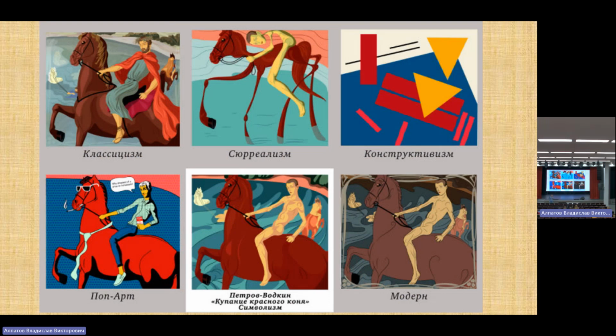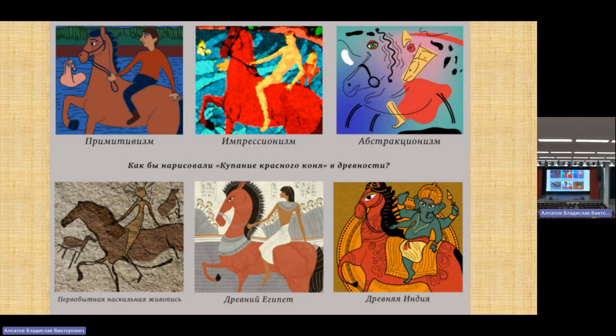This is again a very good example. I think it is a very nice example of restylization. The original is here, right? Bathing of the Red Horse. You see, this is symbolism. But if you restylize it, it may look like this in the Art Nouveau style: constructivism, surrealism, classicism, pop art, impressionism, abstractionism, primitivism, ancient Egypt, prehistoric people, ancient India, right? So I think it's like placing the same thing into different styles and techniques.